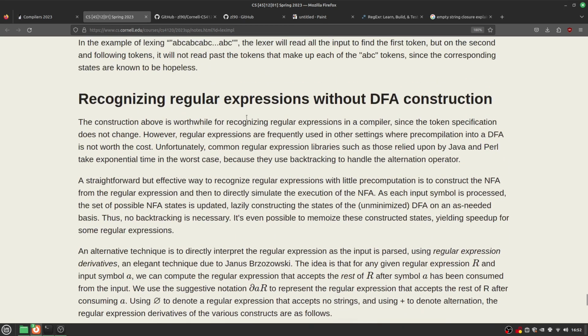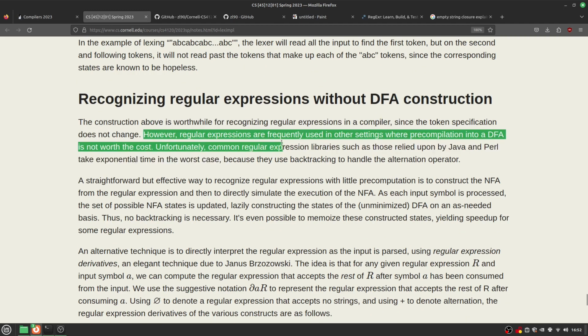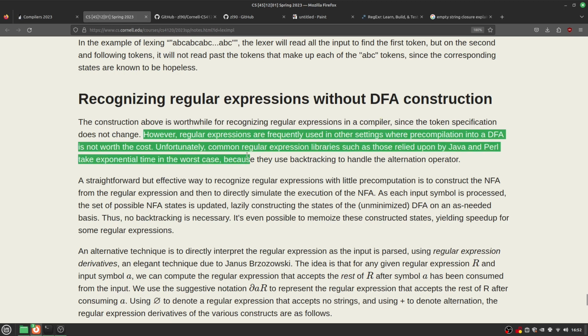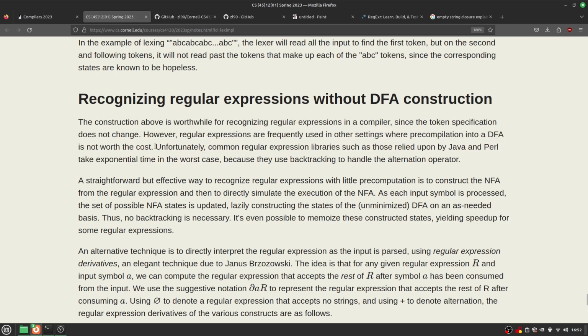Finally, recognizing regular expressions without DFA construction. The instruction above is worthwhile for recognizing regular expressions in a compiler, since the token specification does not change. However, regular expressions are frequently used in other settings where pre-compilation into a DFA is not worth the cost. Unfortunately, common regular expression libraries, such as those relied upon by Java and Perl, take exponential time in the worst case, because they use backtracking to handle the alternation operator.